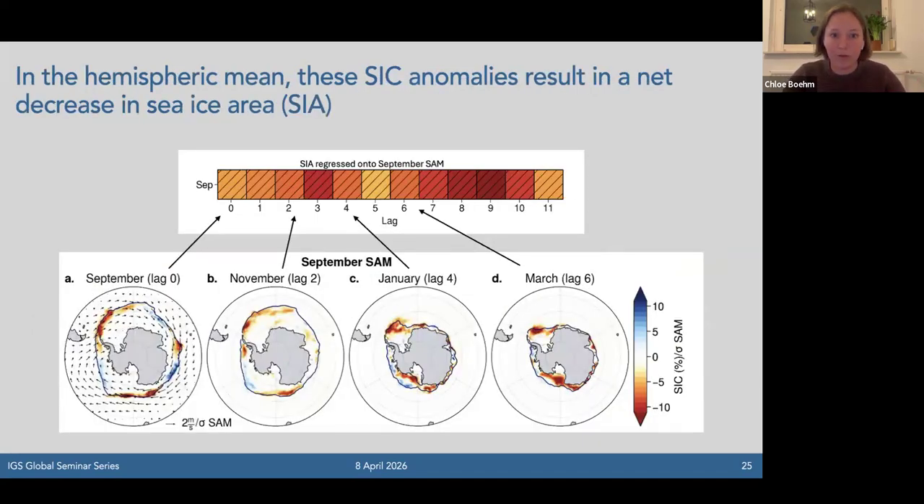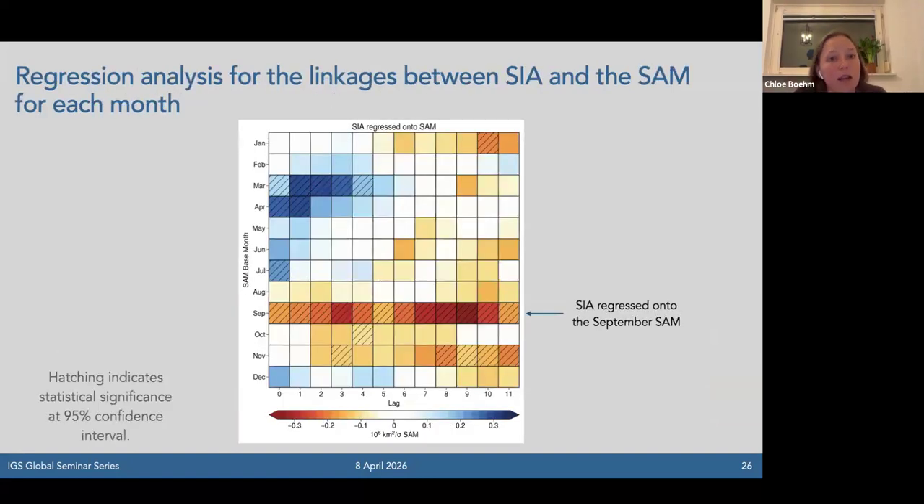We can summarize these results by taking an area average of these shaded regressions, and that's what I'm showing in that bar above. I'll show you the numbers for that in a moment. Basically, the bar above shows different months of sea ice area regressed onto just the September SAM. I've indicated which months are shown in that bar, and red indicates negative sea ice area anomalies given a positive September SAM. The reason we want to show the results like this is because now we can do the same regressions for all the other months of the SAM.